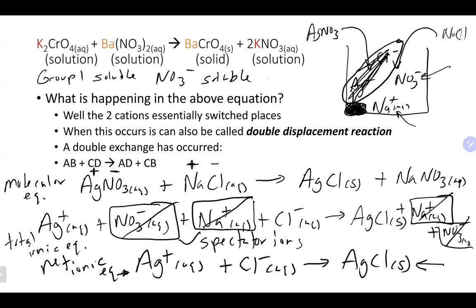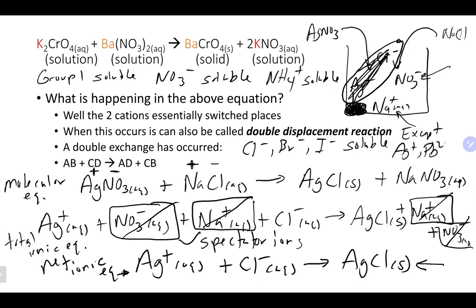Some other things that have ammonium in them are soluble in everything. There's no exceptions. Things that have chloride, bromide, or iodide are soluble in everything, except there are 3 exceptions, which are silver, lead, and mercury. And that is why when we put the silver and the chloride together in this case, we actually do get a solid, because it's one of the exceptions, as opposed to when we have sodium and chlorine together, that is not an exception, and those guys are always going to be soluble in each other.